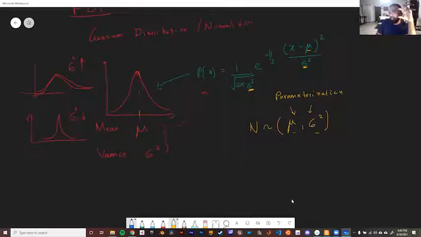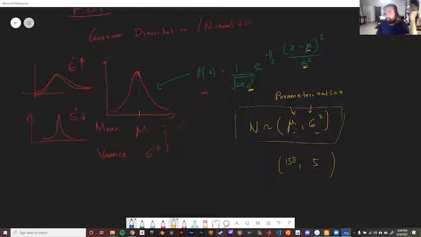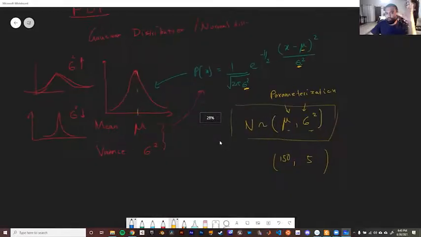So normally you can just write your normal distribution like this. For example, mu could be, in our previous example, mu was 150, and then there'll be some sigma squared here, maybe 5 or something, depending on the spread. So that's, I hope, clear.